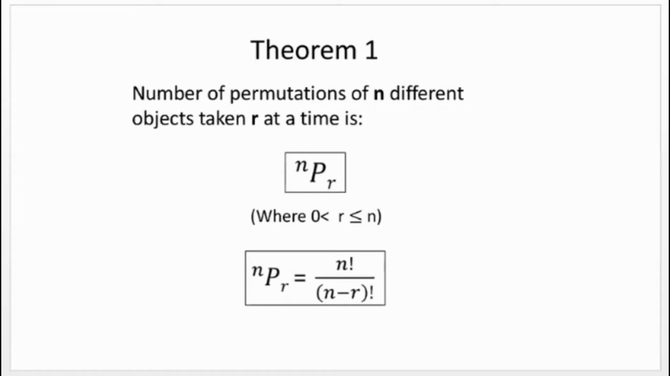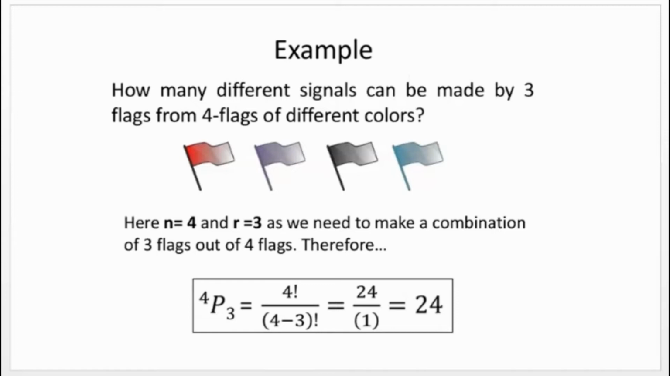Say nPr, normally we write n factorial over n minus r factorial. Using this example, I can illustrate how this formula came about, right? So, first example: how many different signals can be made by 3 flags from 4 flags of different colors?